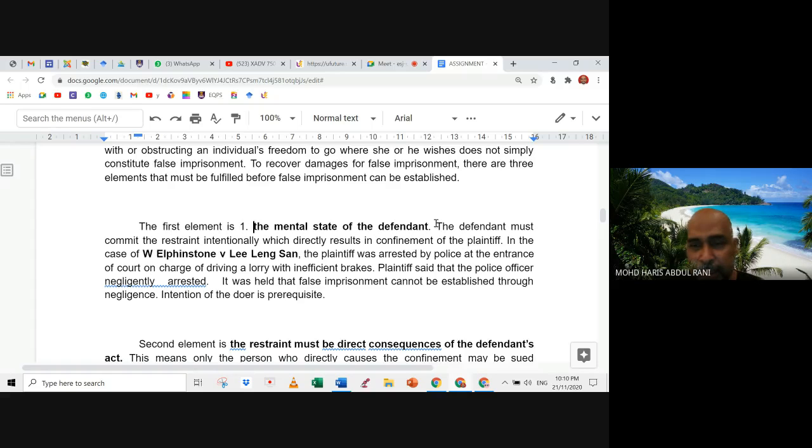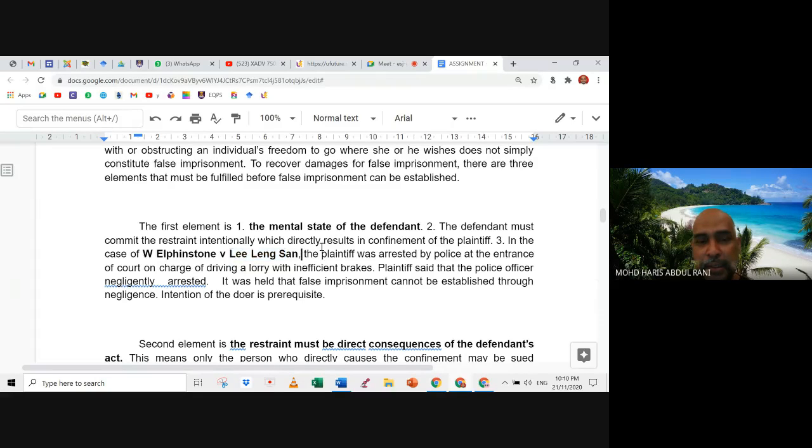Now, once you explain, you can see the structure is very straightforward. Number one is stating the point. Number two is to elaborate the point. Number three is to put in the authority, which is the legal case that can elaborate the mental state that you mentioned just now. In this case, I don't need you to put the full citation. It's just the proper citation of the case. You cannot be saying in the case of W or in the case of Lee Ling San, you can't be doing that.